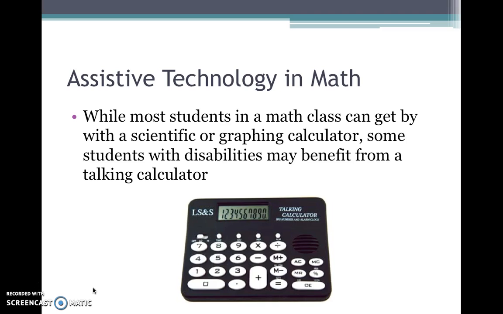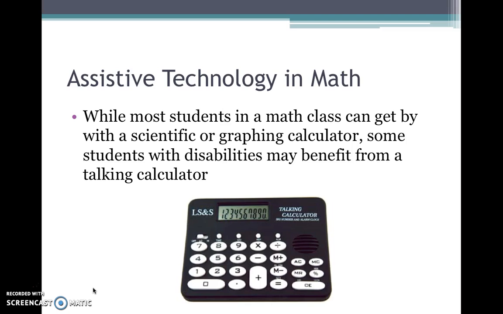However, one group of students that may struggle with these calculators is students who have vision impairments. And so today I'd like to talk a little bit about talking calculators. And the whole idea behind the talking calculator is that it can speak to you and tell you the calculations that you've put into it, so you, if you can't see, can still participate in the math classroom.